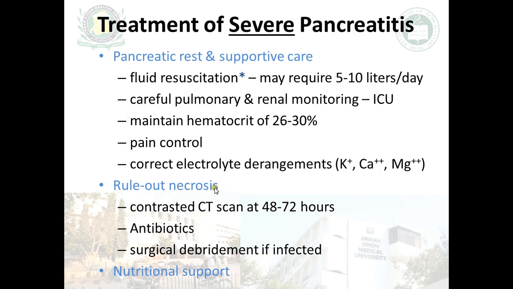Rule out the necrosis. After 48 to 72 hours, a contrast CT scan should be done to find out whether necrosis of the pancreas is present or not. If there is necrosis of the pancreas, then you should go with antibiotics or surgical debridement can be done. Good nutritional support should be given to all acute pancreatitis patients. It will improve the morbidity and mortality.